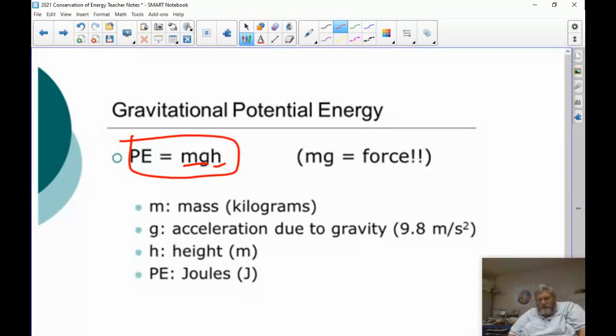Mass is in kilograms. g is our 9.8 if we're on the Earth. Height is in meters, and our potential energy, just like work, is in joules.